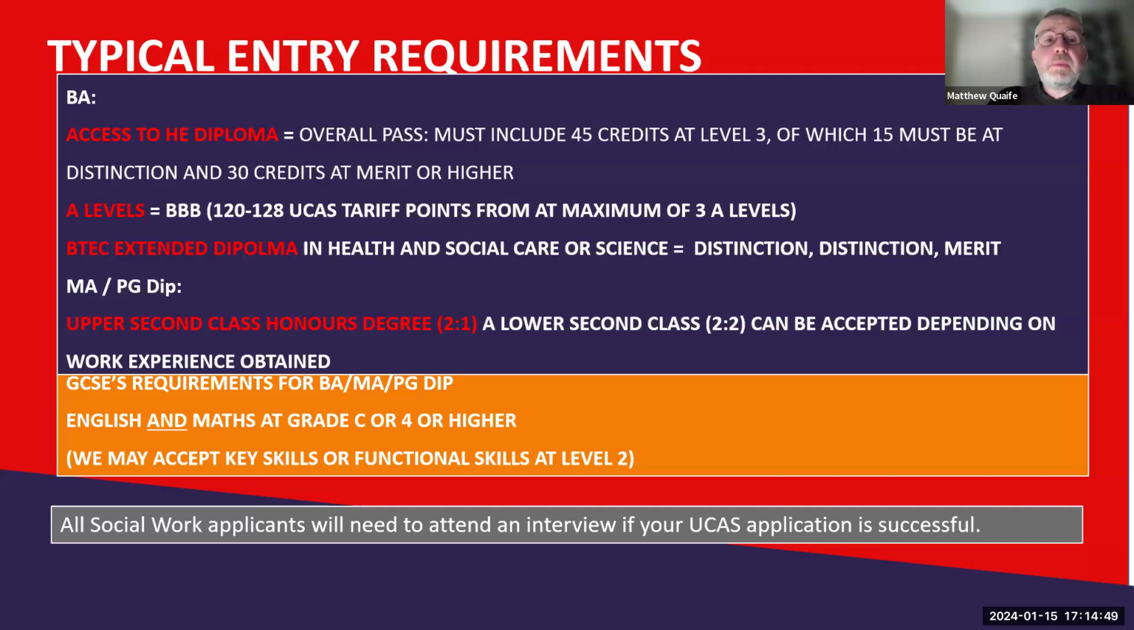Some of you might be studying an access to higher education or an access to social work diploma, and we accept that as a qualification as part of our entry requirements. So the grade you must achieve is an overall pass, and you must have 45 credits at level 3, of which 15 must be at distinction and 30 credits at merit or higher.